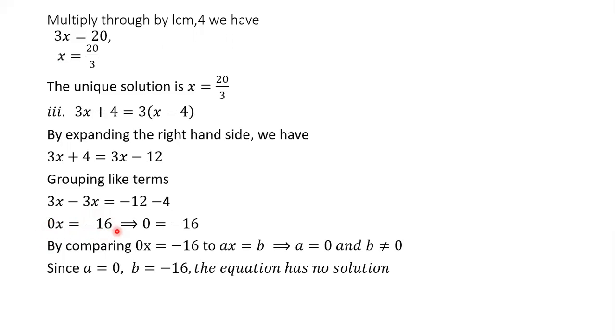So when it happens that way, it means this equation has no solution. This equation has no solution. Because if you simplify, we are going to get 0 equal to negative 16, which is impossible. There's no way we can make 0 be equal to negative 16. So therefore, the equation has no solution. I think that point is also clear.